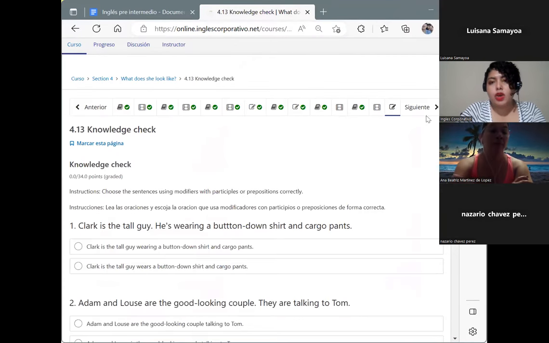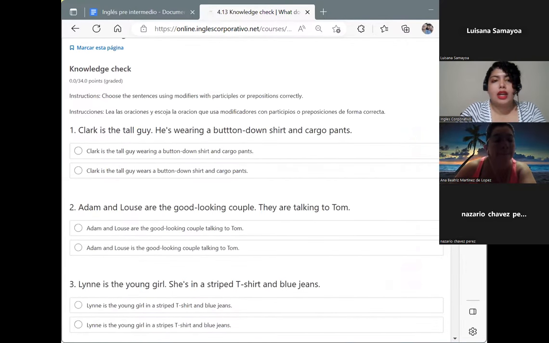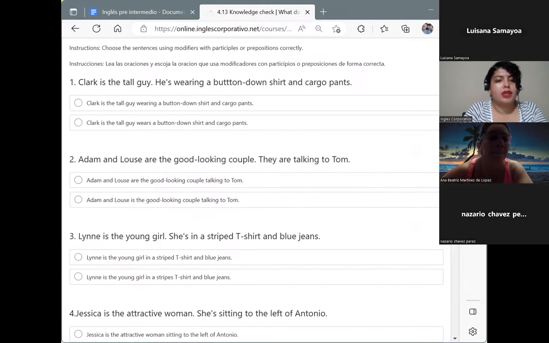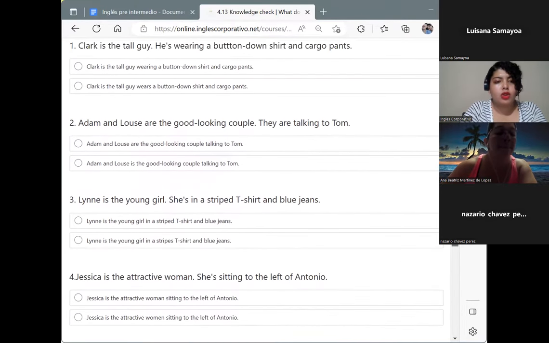That is the knowledge check. Este es el último, ¿verdad? Vamos a completarlo. Choose the sentence using modifiers. Este es como con participles and prepositions. Vamos a ver cuál es la forma correcta, ¿verdad? Tenemos aquí 5. Vamos a empezar con 4.